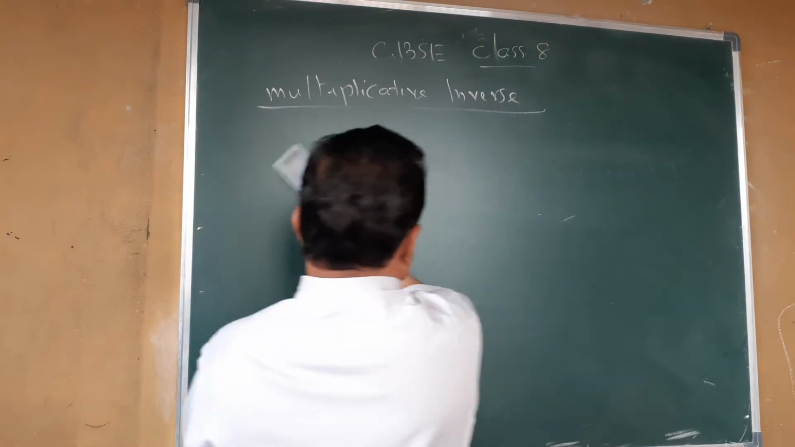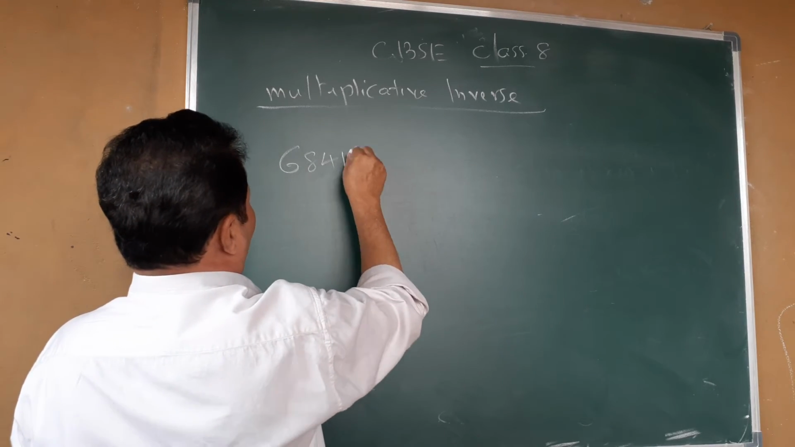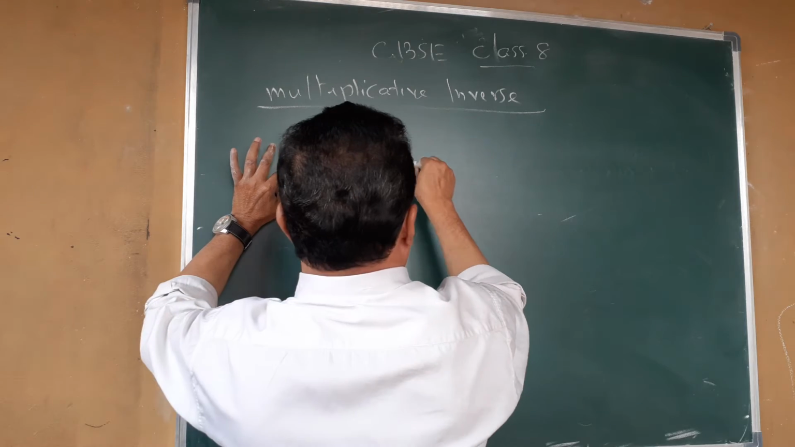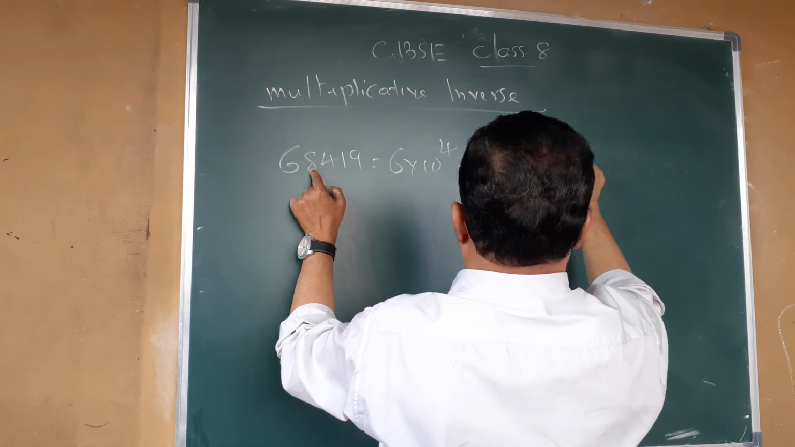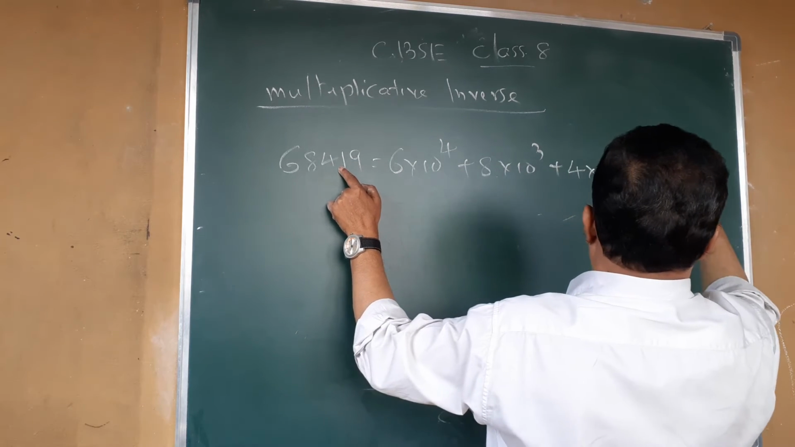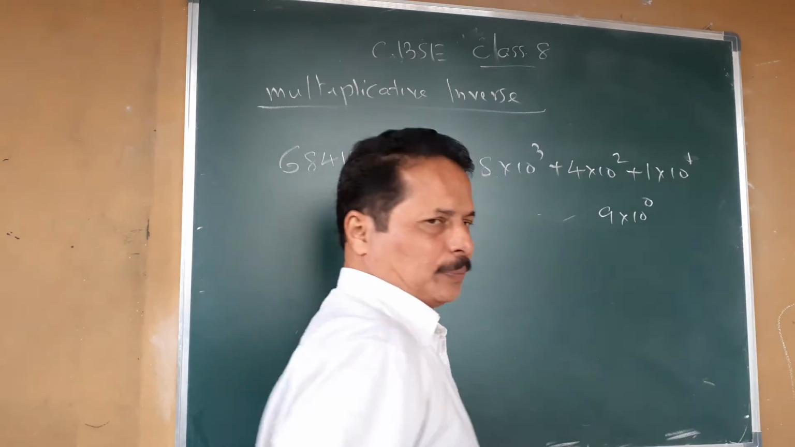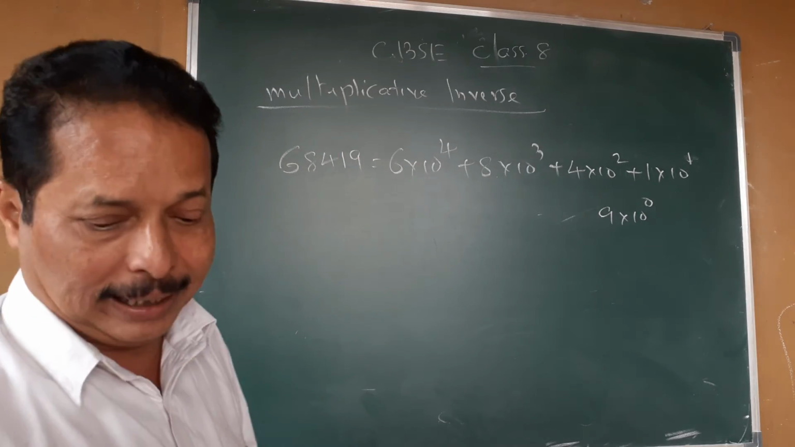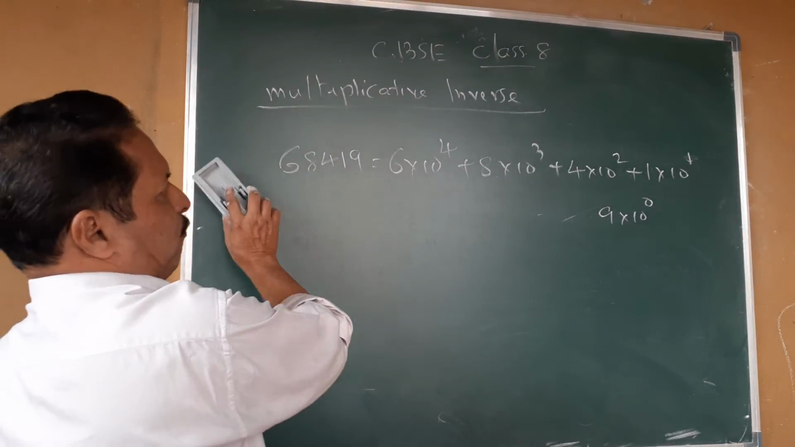Then the next one is 68,490. 1, 2, 3, 4, 5 means started with 10 raised to 4. Next 8 into 10 raised to 3. 4 into 10 raised to 2. 1 into 10 raised to 1. And last 9 into 10 raised to 0. You get the idea how to express a number in exponential form. This is the exponential form of this number.